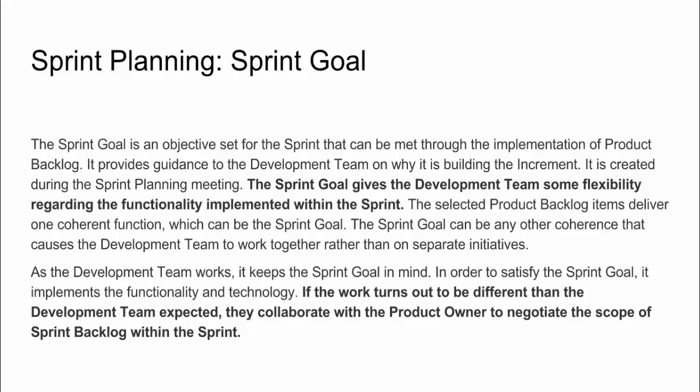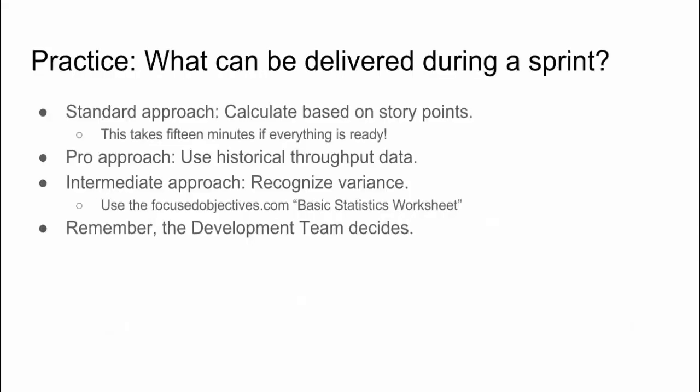Let's turn now to practices. Okay, starting with what can be delivered during a sprint. So the standard approach is to calculate based on story points. I'm sure you're familiar with this method. So there are story points assigned to each user story. The total number of story points that the team can complete in a sprint is called the velocity, and the team uses the velocity to plan its next sprint.